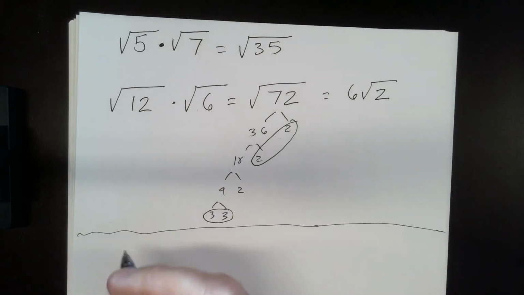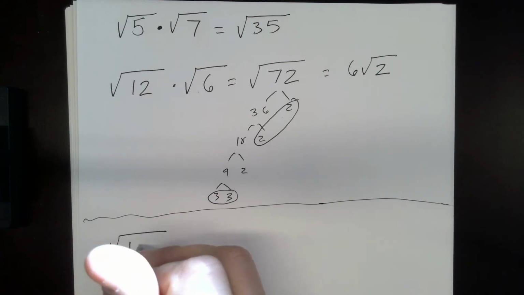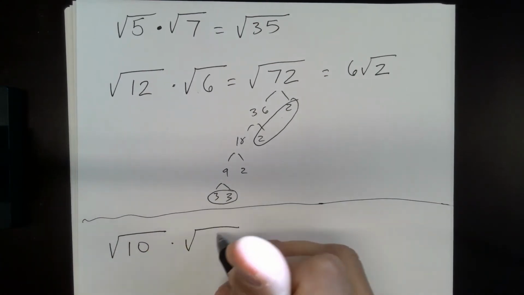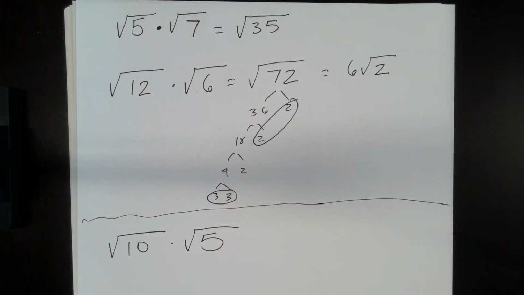Okay? Here, try this one on your own, Travis. Everyone do it, but particularly Travis. Square root of 10 times the square root of 5. Go for it.